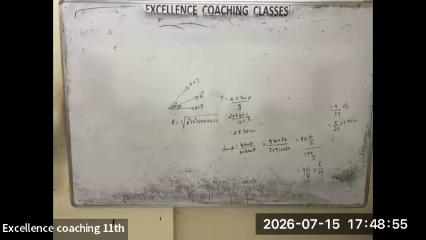Next one. Are the magnitude and direction of A minus B same as that of B minus A? What do you think? A and B are the vectors. Will A minus B be same as B minus A? Answer is no. Magnitude wise it might be same, but direction wise it will be different.